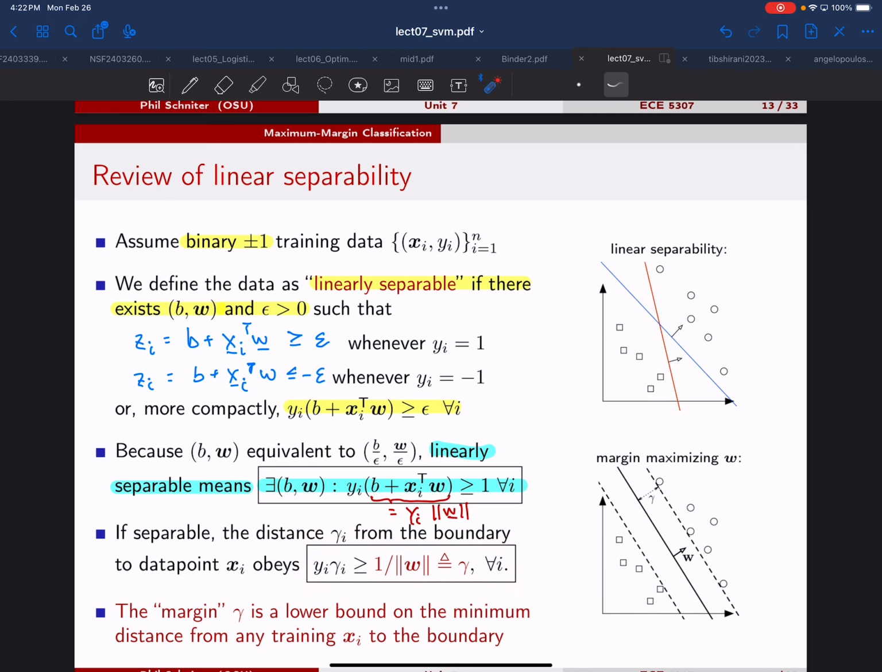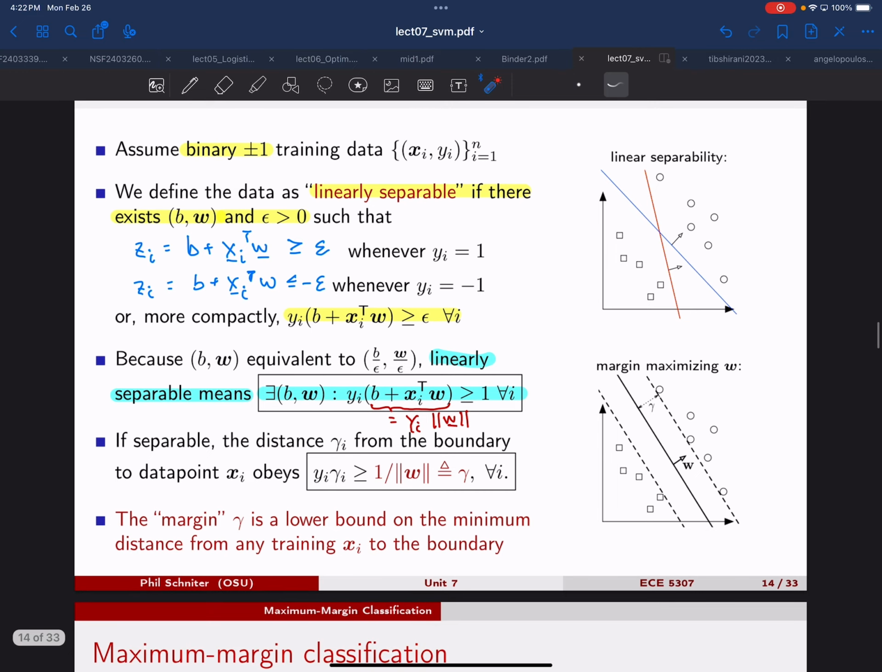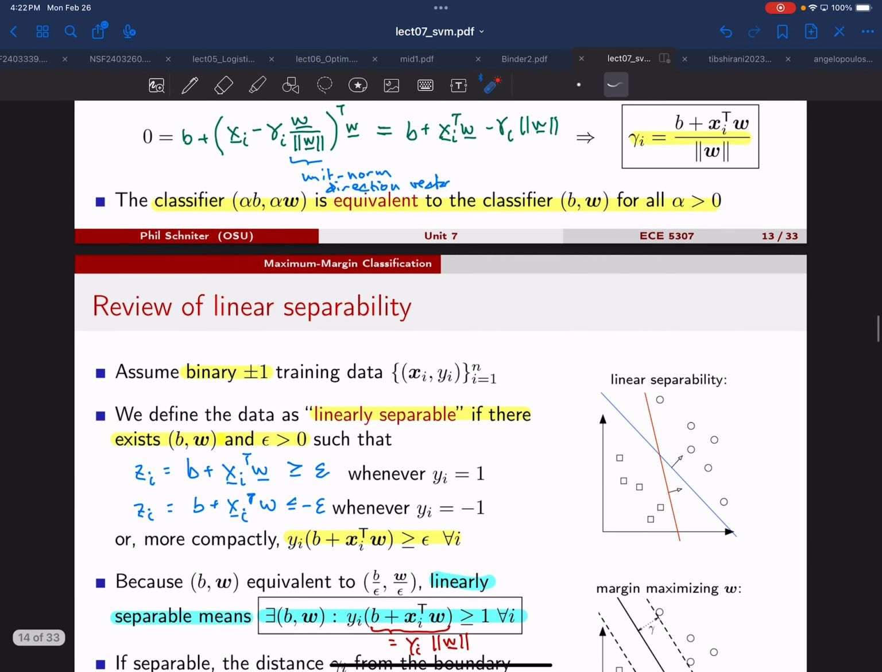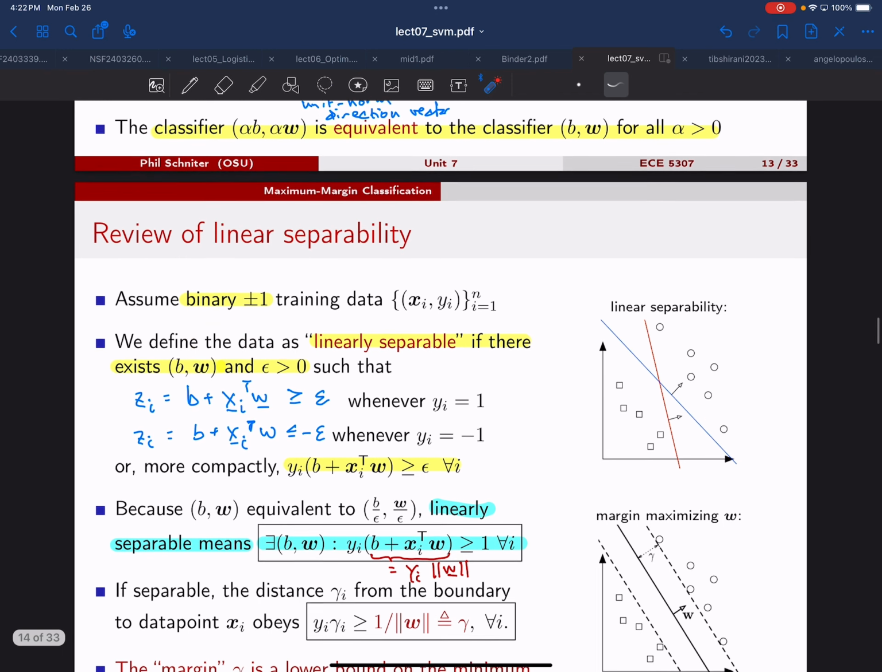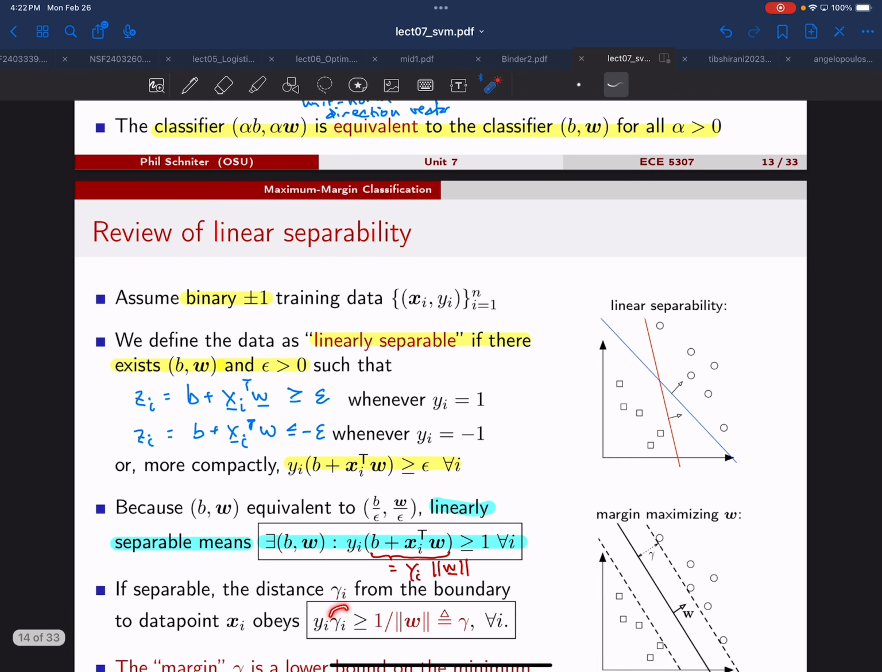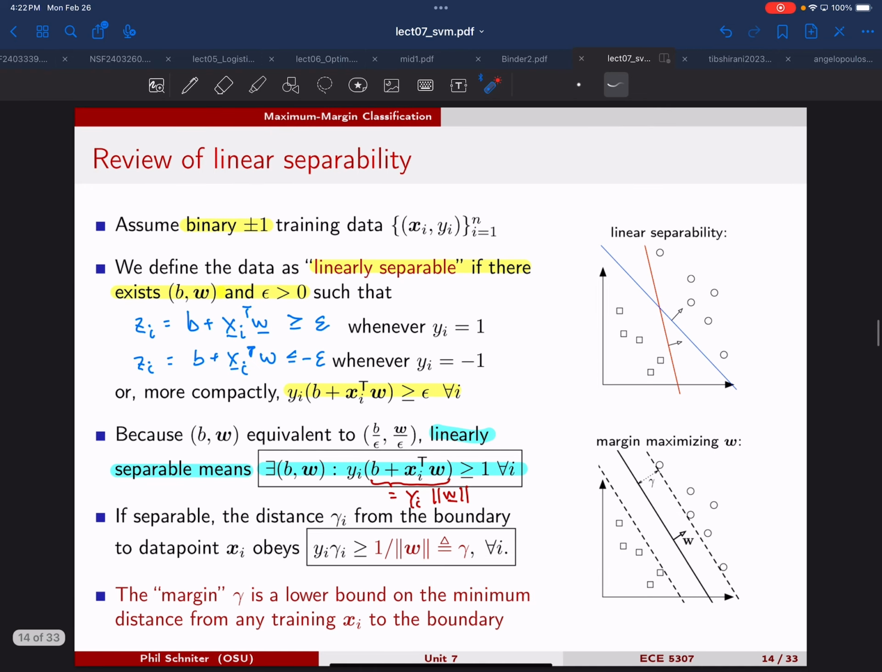And this statement here is very important. So remember what gamma i is. This is the signed distance from point xi to the boundary. It's the signed distance. This is correcting the sign on that signed distance to make it positive. So now we're saying the sign corrected distance, I'll write that down.